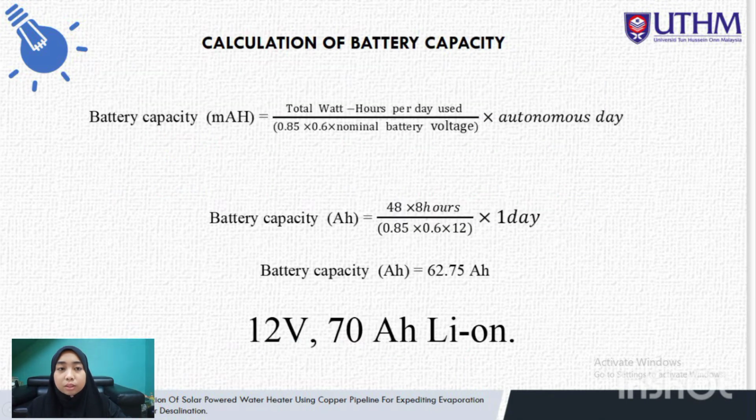For the battery capacity of the solar power water heater, we take the 48 watt that we calculated just now, multiplied by the 8 hours I chose for operation, divided by 0.85 and 0.6, and divided by the 12 volt DC voltage from the power supply. The autonomous day is 1 day, and the battery capacity we get is 62.05. Usually we choose the higher value. The nearest suitable battery available is 12 volt 7 ampere hour.